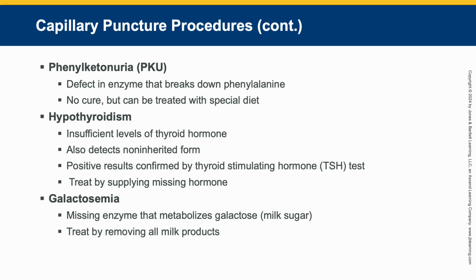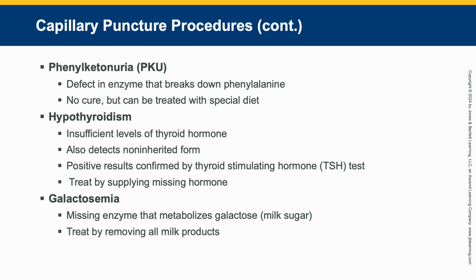So let's first talk about phenylketonuria, which is PKU. This is where the baby has a defect in the enzyme that breaks down phenylalanine. There is no cure for this, but if you know this when the baby's like a day old, you can treat it with a special diet, and it would be on that special diet for the rest of its life. But it is a fairly easy fix if you check it early without it going into the possibilities of problems that come with not diagnosing them early.